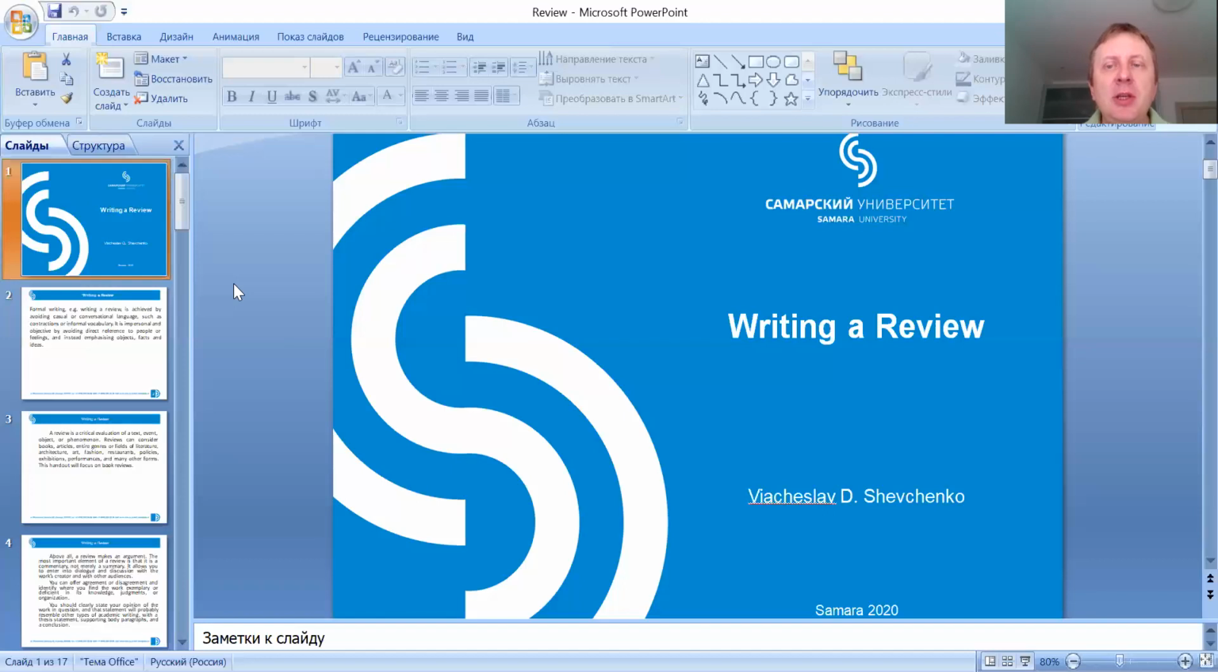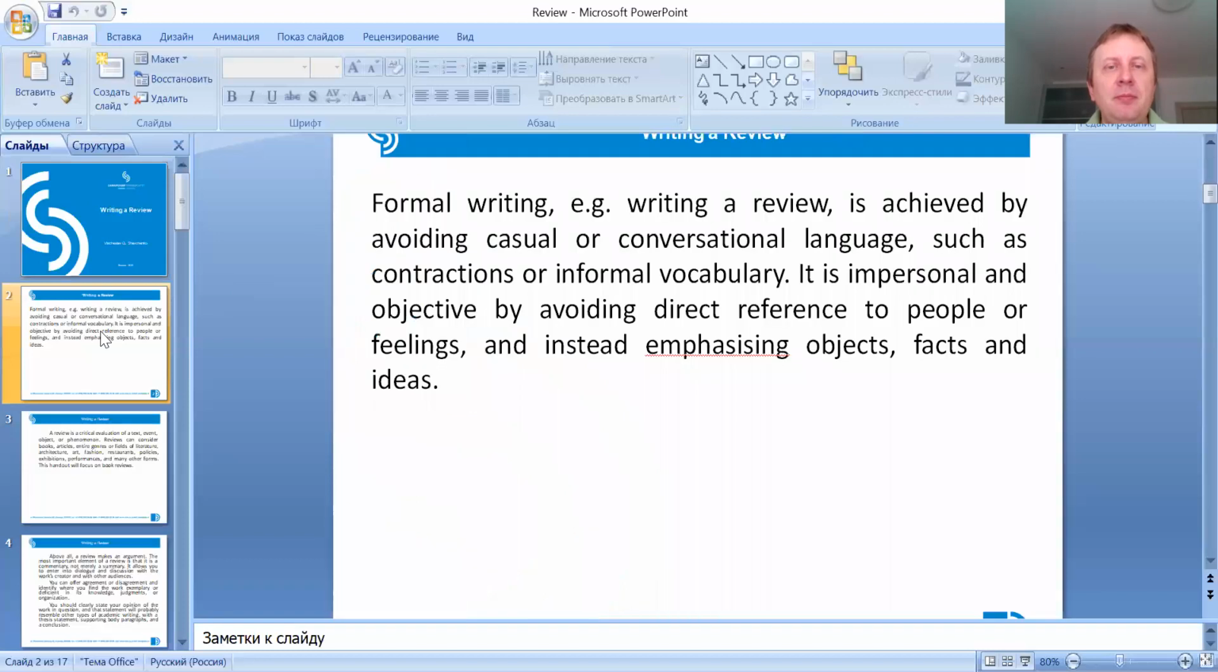So let's talk about writing a review, and first let's speak about what a review is. A review refers to formal writing. What is formal writing? It is something that you write in order to persuade somebody, or in order to inform somebody about something. There is often a formal reason to write something, for example, a formal letter or a review. So today let's talk about a review.